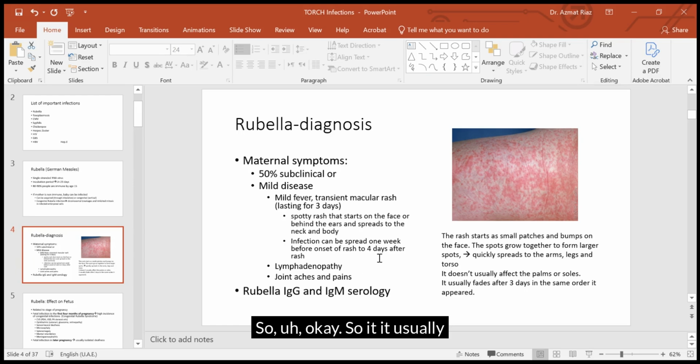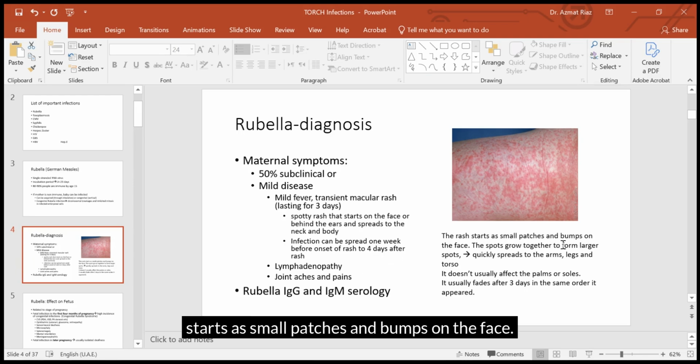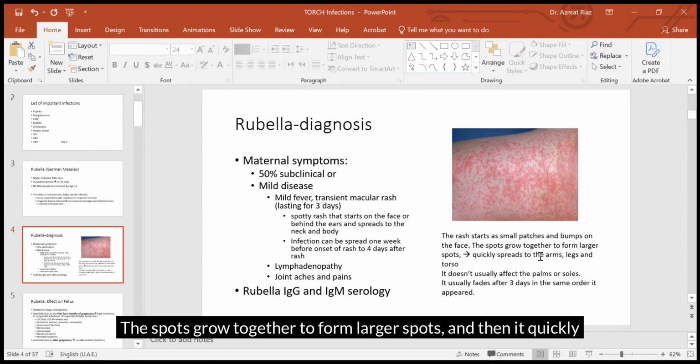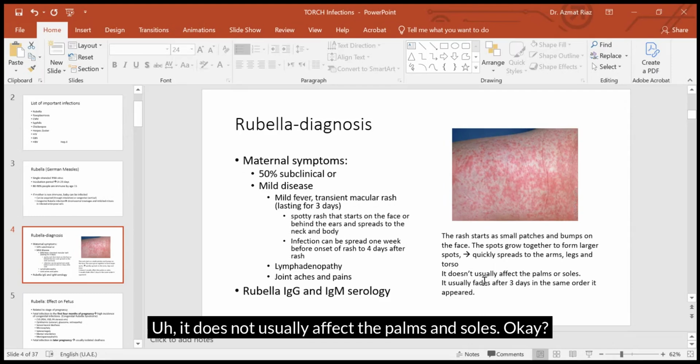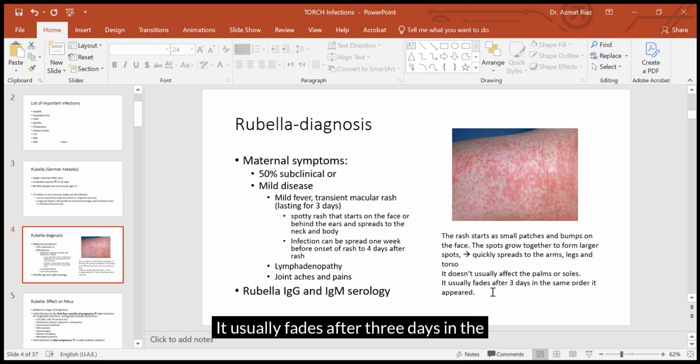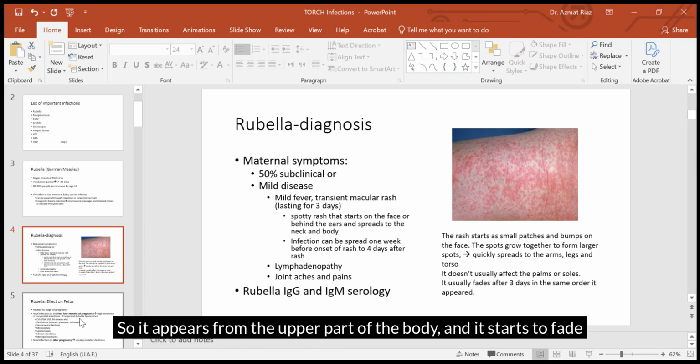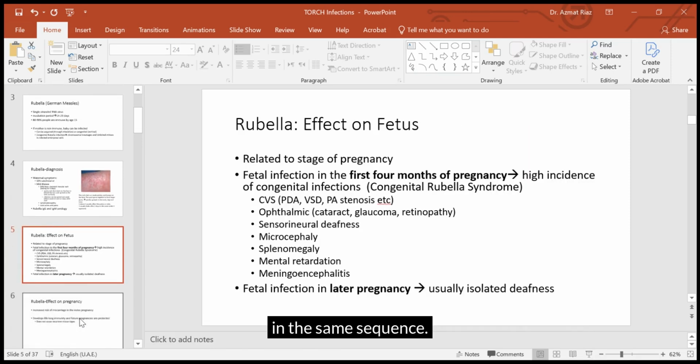So it usually starts as small patches and bumps on the face. The spots grow together to form larger spots, and then it quickly spreads to other parts of the body. It does not usually affect the palms and soles. Okay, it usually fades after 3 days in the same order in which it appears. So it appears from the upper part of the body and it fades in the same sequence.